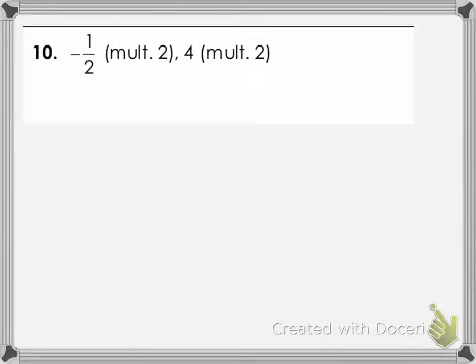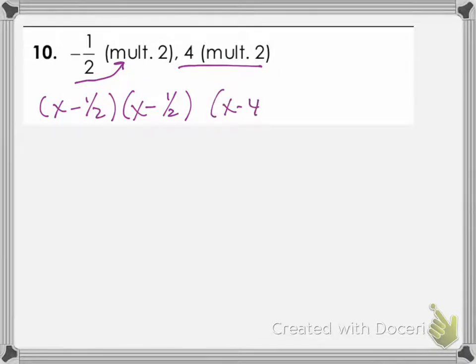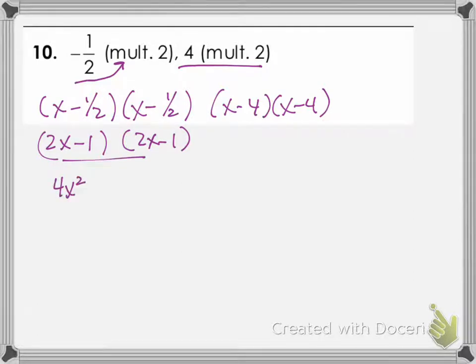Let's do, how many terms is this? It's 1/2 twice, a 4 twice. So this should be a 4th degree polynomial. So let's just do this. It would be x minus 1/2 and another one, x minus 1/2. And then it would be x minus 4 and another x minus 4. But this is really 2x minus 1 and 2x minus 1. So let's do this first. This would be 4x squared minus 4x plus 1. Okay, and this one would be, bring that down, x squared minus 8x plus 16.